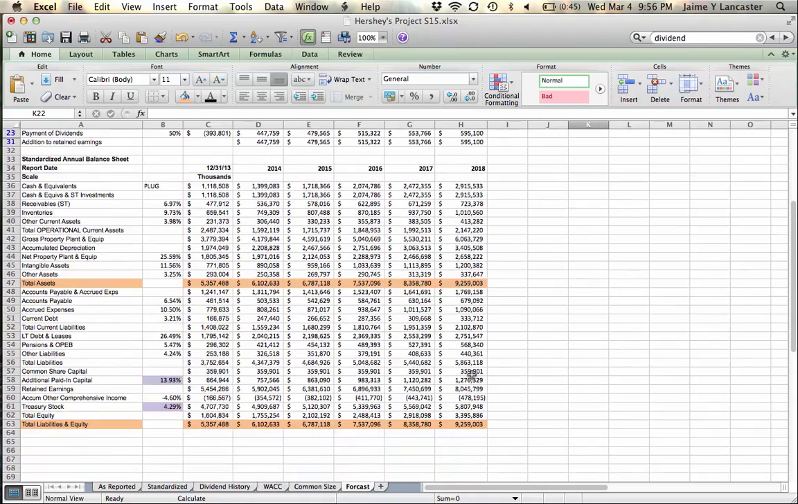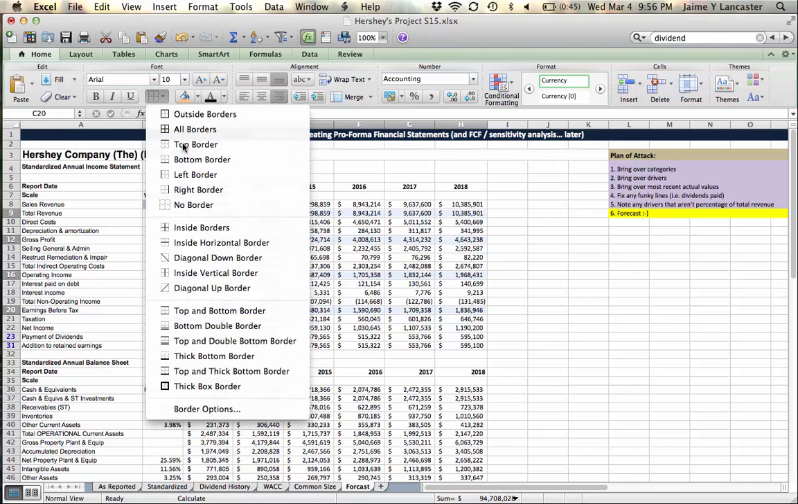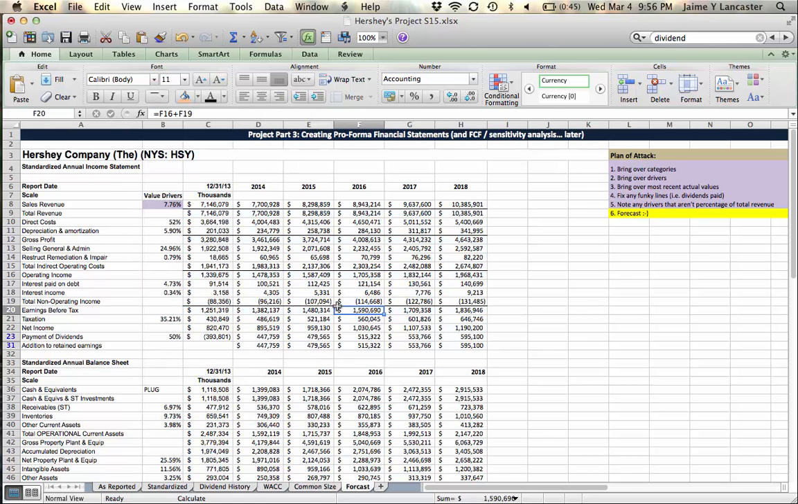All right, so this, I think, looks good. At this point, I like to go through and add a few lines, right? I'm going to add a line for total revenue. I'm going to add a line above gross profit. I'm going to add a line above operating income. I'm going to add a line up above earnings before tax. Right, those are all my subtotals.